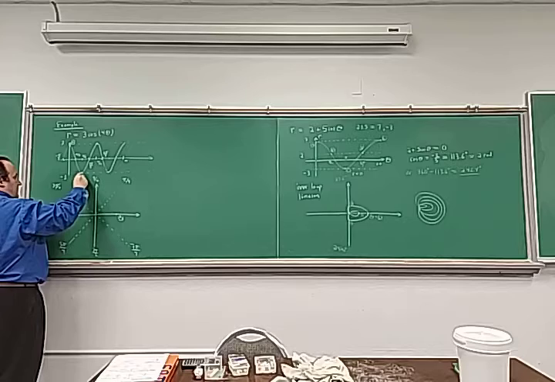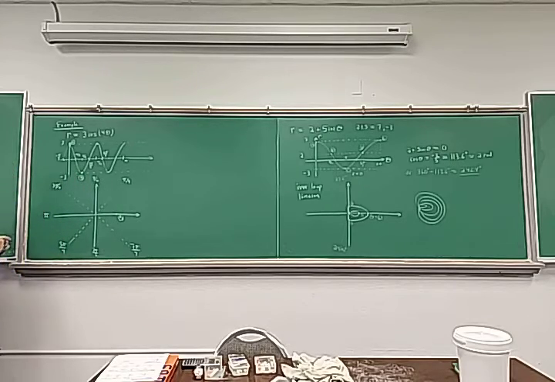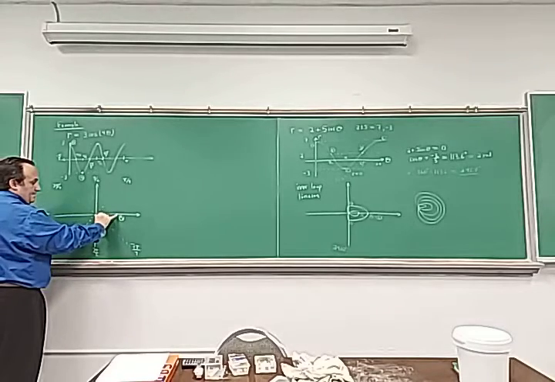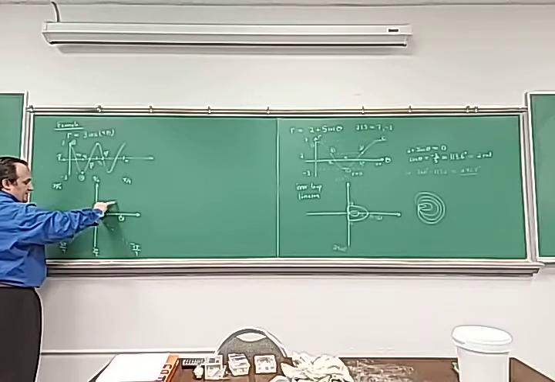B is tricky, because B has negative radius, right? You'd like B to be right here, right? But it's not, because R is negative, it's over here.